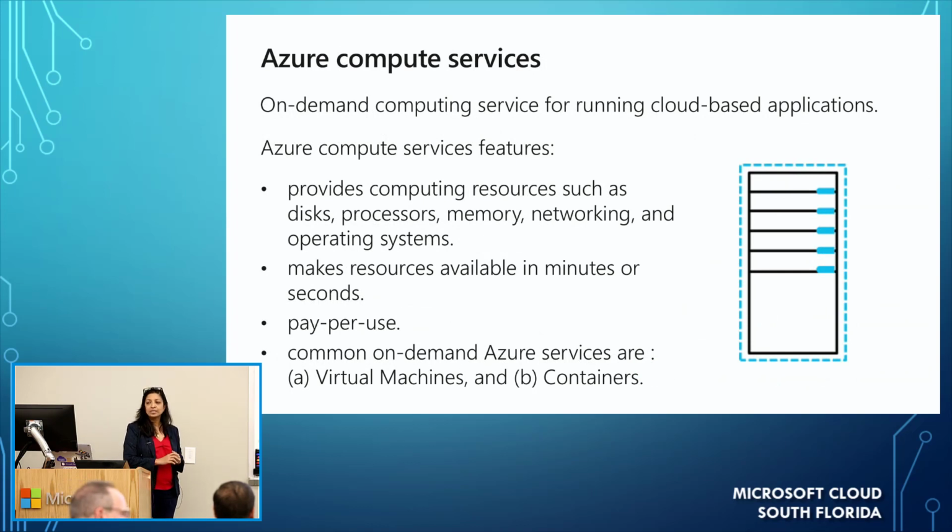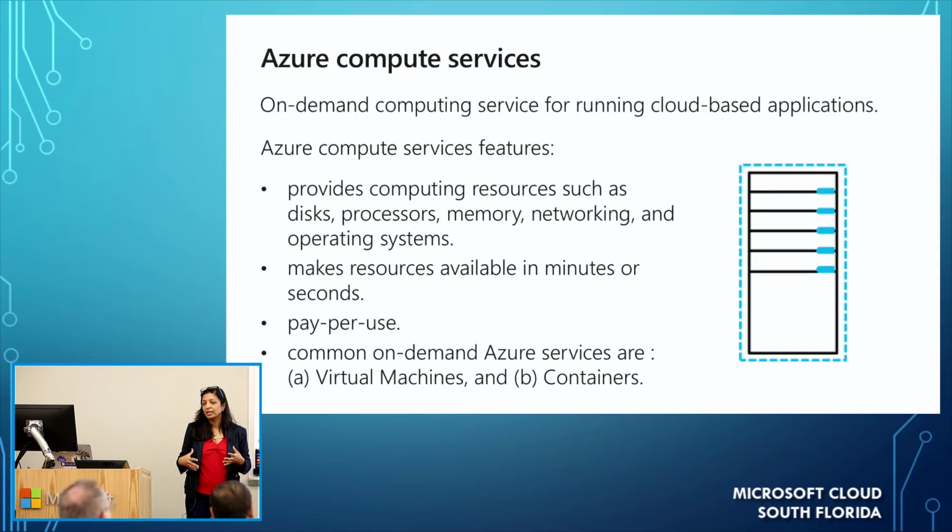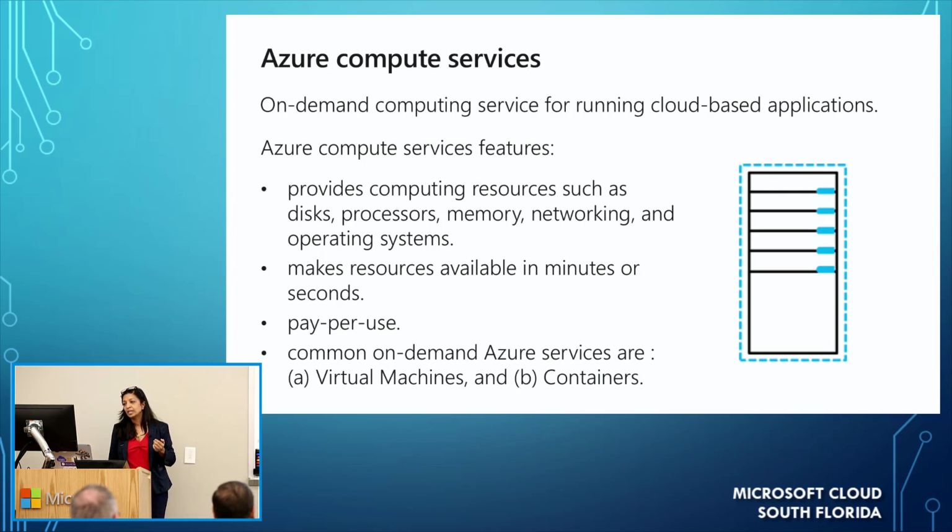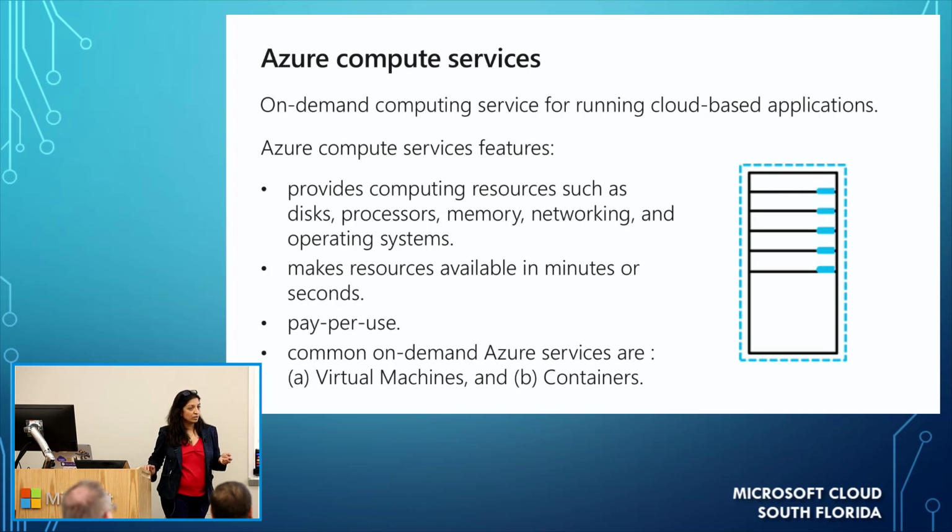Okay, so now for the fun stuff. There are a few categories within Azure. If you go to the Azure website, it'll actually have some categories. Compute is a big category. Part of what we do as software people is we want to figure out something, and in order to do that, we need to have some computation power. So compute services feature things like disk, processor, memory, networking, and OSs. Some examples of compute are virtual machines and containers.